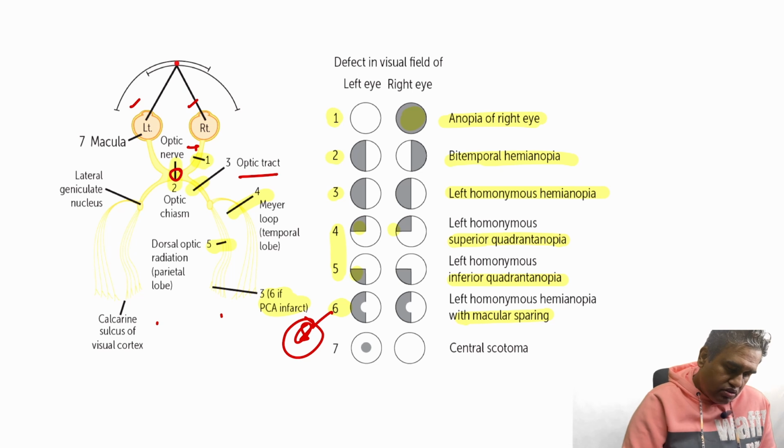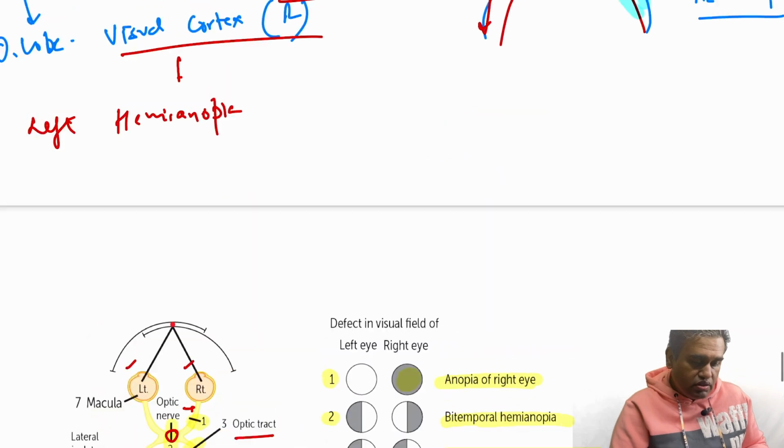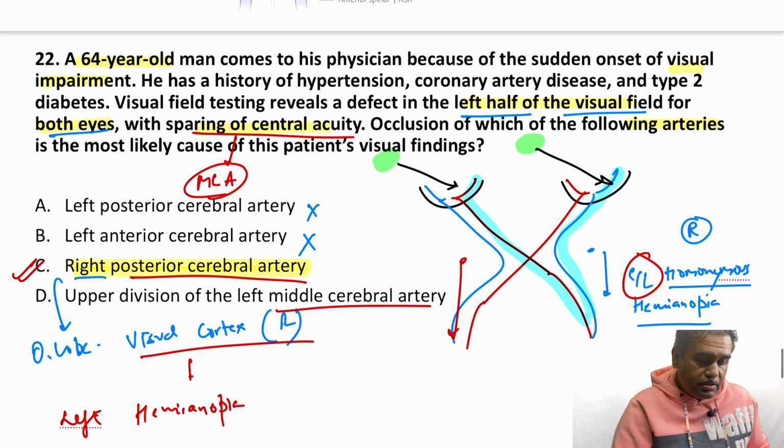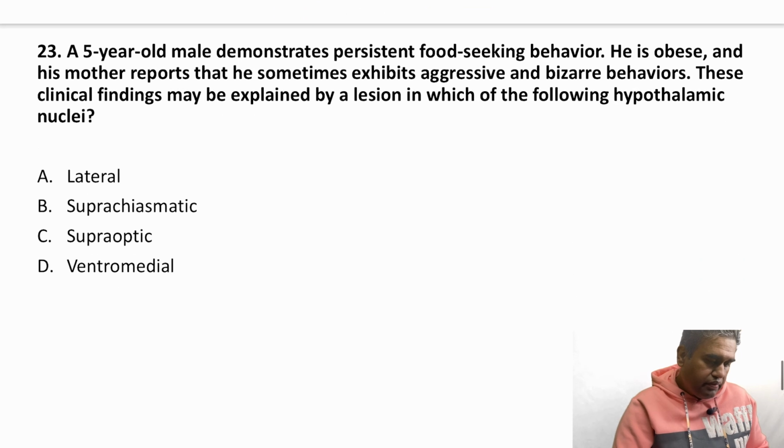So that is option number 6 over here. And 7, they have shown about the central scotoma as well. Very important question for the optic tract pathways, right? Okay, let's see the next one over here.